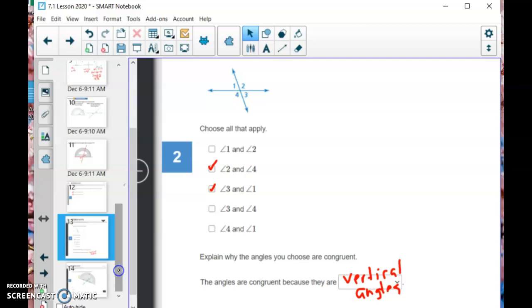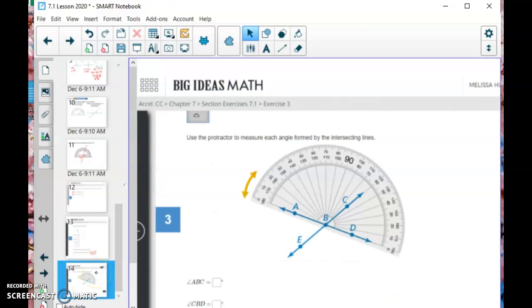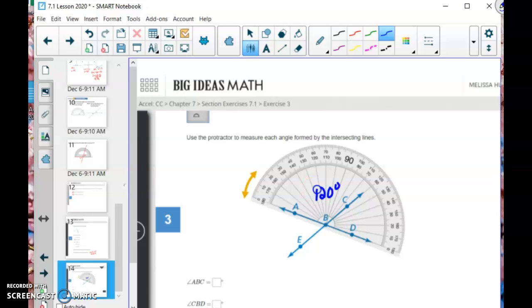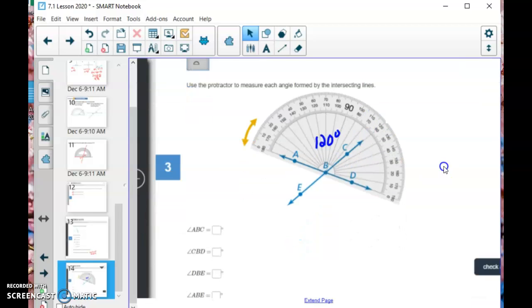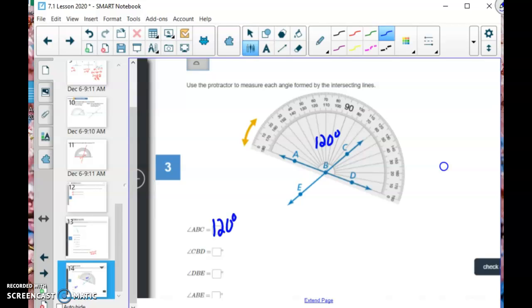All right, last one. I need to click on that little protractor and then bring it over into the Big Ideas Math website. And then I'm going to use it to find the measure of this angle, ABC. So let's start here at 0. And if I go all the way over here, that means that this angle here has to be 120 degrees. Well, if that angle is 120 degrees, then that helps me answer all the rest of the angles in this question. So ABC would be 120 degrees. And that would also mean that DBE is 120 degrees as well.